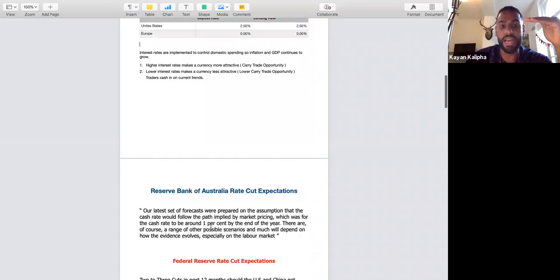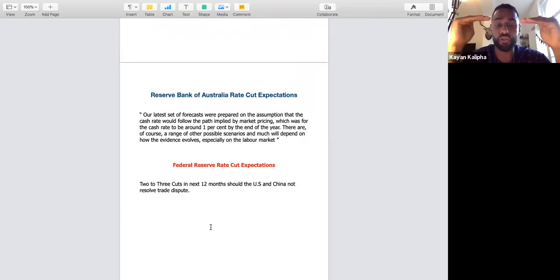So moving on now to the Australian dollar. At the moment, we have a lot of very, very good trading opportunities in the market with the Australian dollar because the Australian central bank just cut interest rates, and the central bank is signaling to the markets that they're going to continue to cut interest rates.